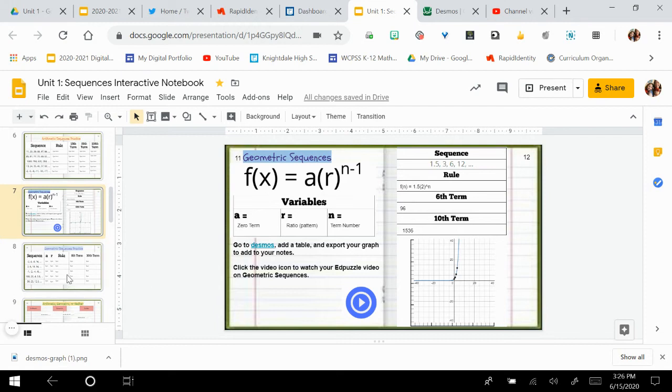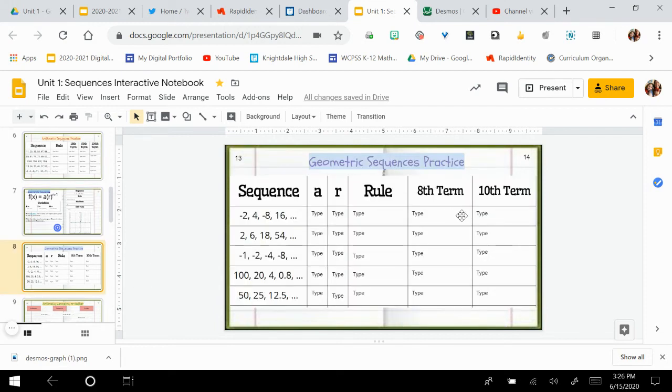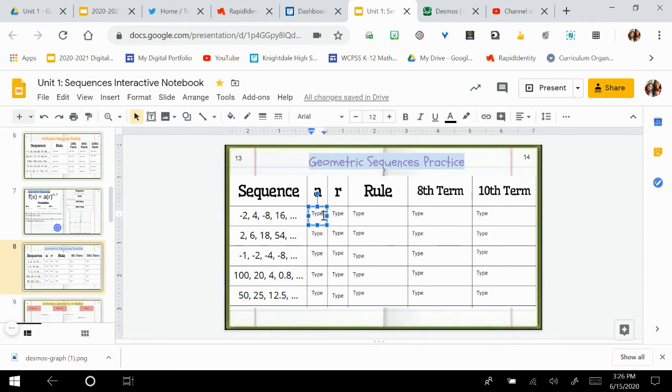Okay. So the second page is the same thing as the page we did for arithmetic sequences. So on this problem, guys, you can assume that the first number is your zero term. Okay. Just go with that. So A is zero term, and then find your pattern for your ratio, write the equation, and then find the 8th and the 10th term. So let's look here. So our A is -2. So we're just going to make it just for easy purposes. This will be our zero term.